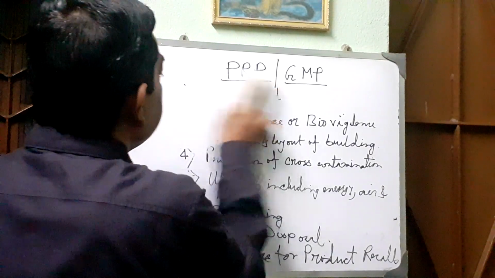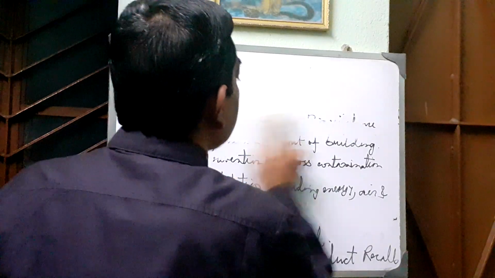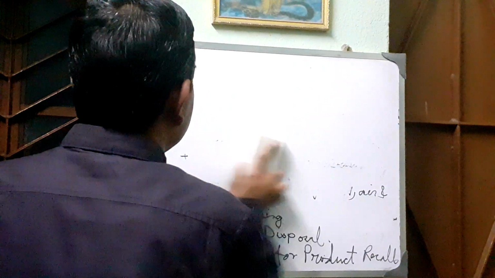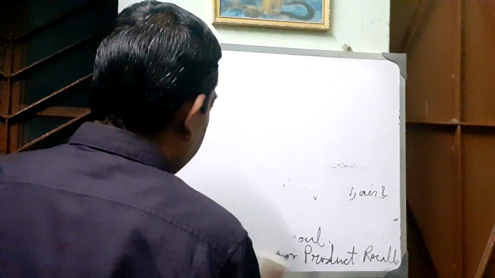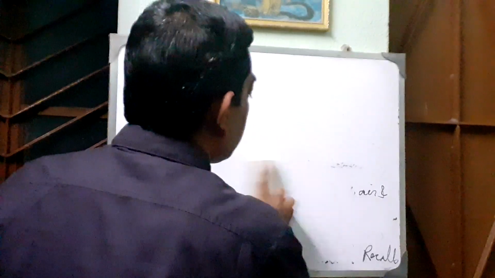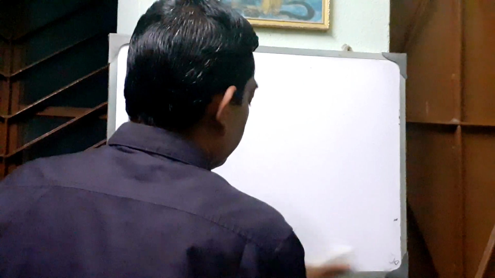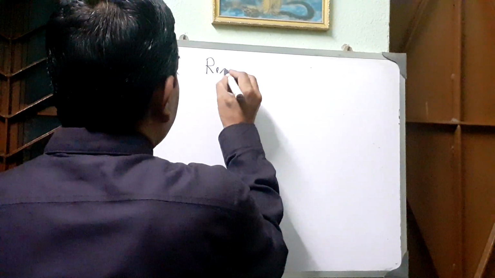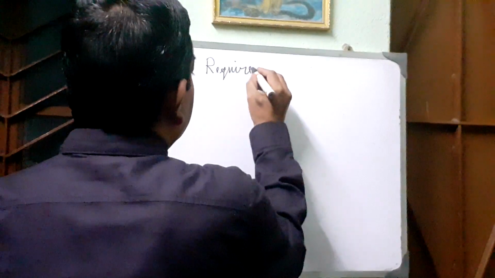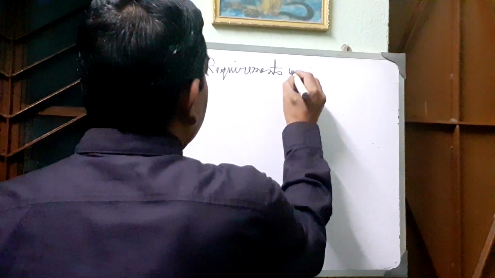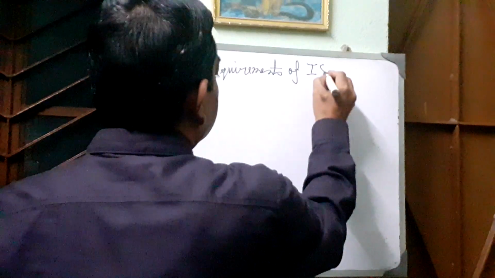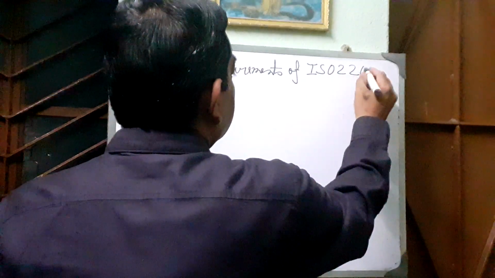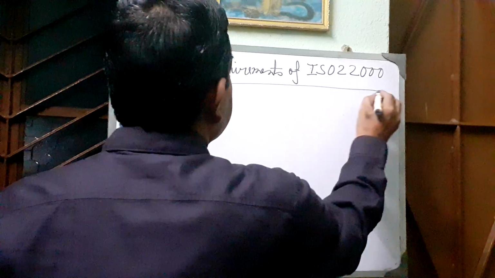Now we are going to discuss the requirements of ISO 22000. What are the main requirements of ISO 22000, or food safety management system?